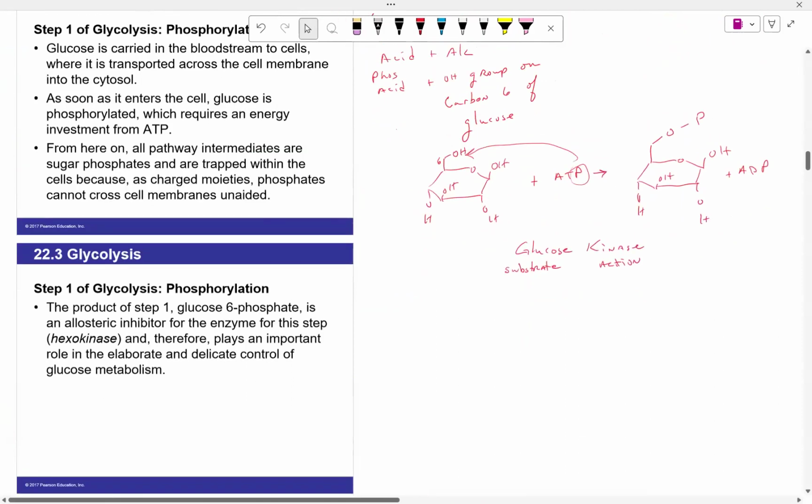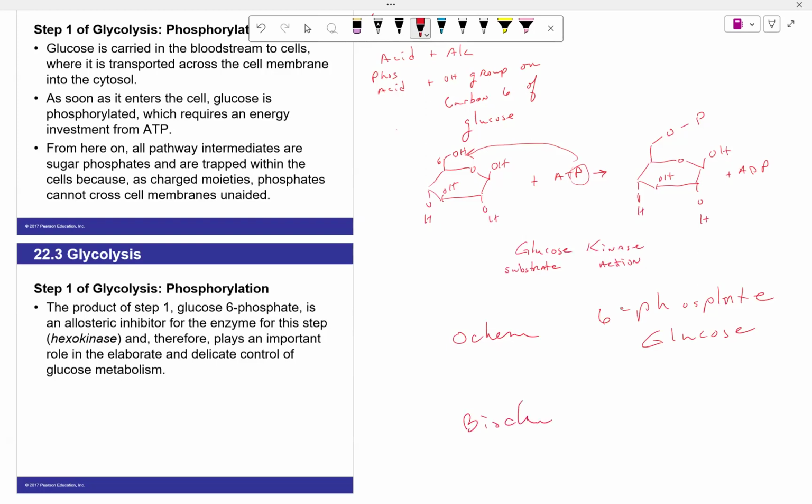Oh, and then to name this, if it's in the OChem version, it's going to be 6-phosphate glucose. The biochem version is glucose 6-phosphate. So in OChem, we always name the branch first. With biochem, we name the substrate first.